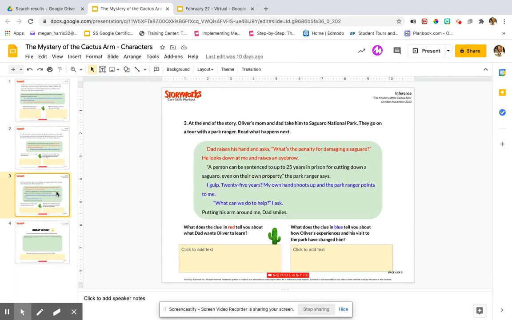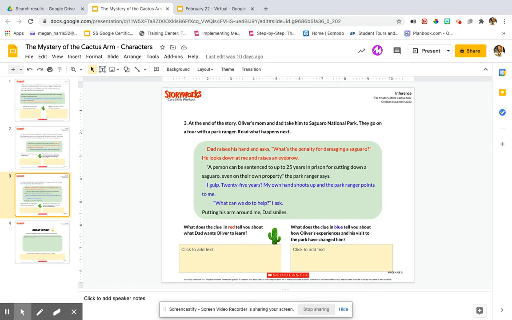Okay? All right. And then let's look at this last one here. We're going to talk a little bit about Dad in this exchange as well. So remember, he owns up to Dad about tearing off the cactus arm and says he wants to help. Oliver's mom and dad take him to the national park. They're on the tour with the park ranger.